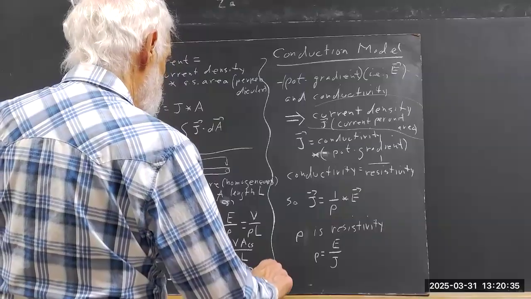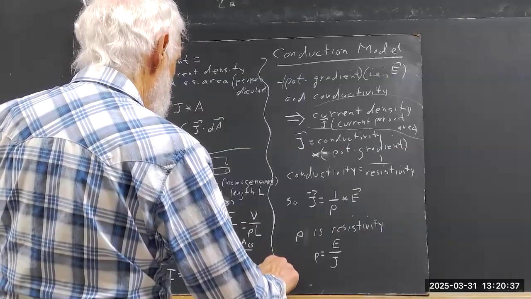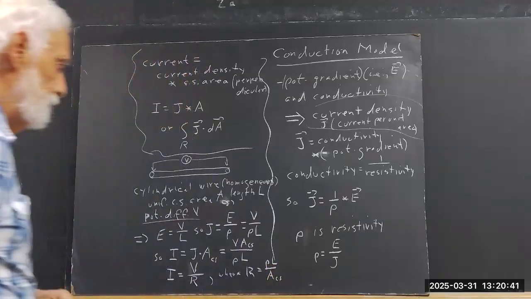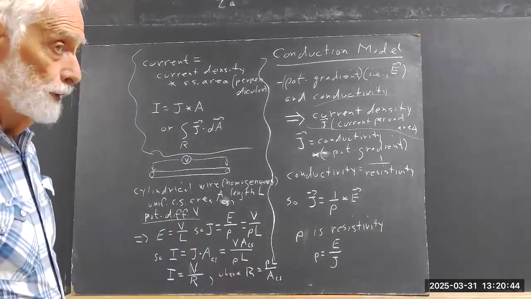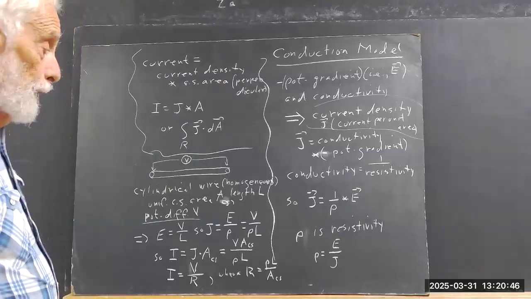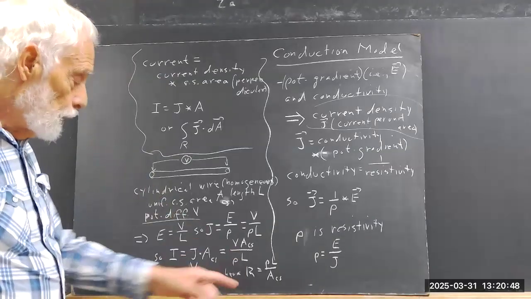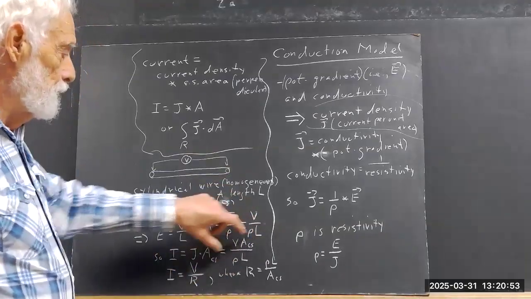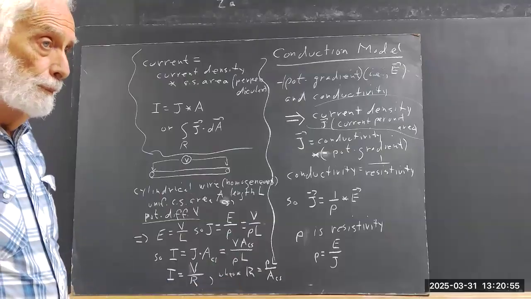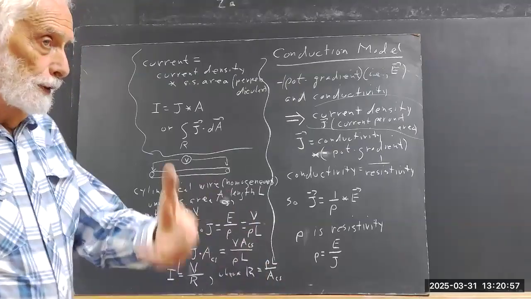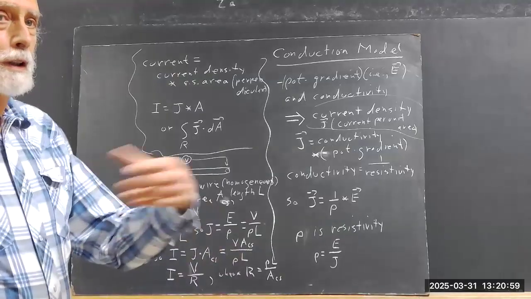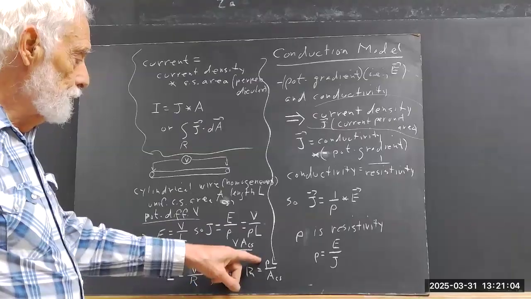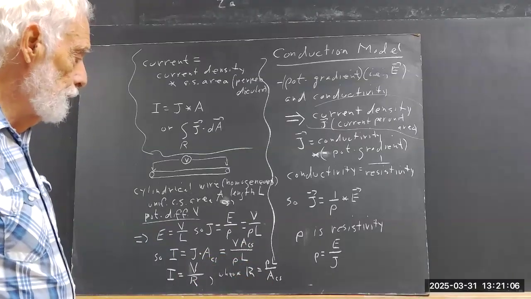Equals V times A over rho L, so R equals rho times L over cross-sectional area. Now that's pretty easy to make plausible, and here's a rigorous development of it. You should understand that completely in order to apply it to some of the problems that I haven't yet selected, but will separately. Okay, so resistance is rho times L over cross-sectional area.